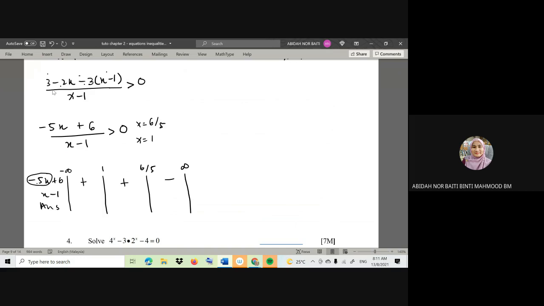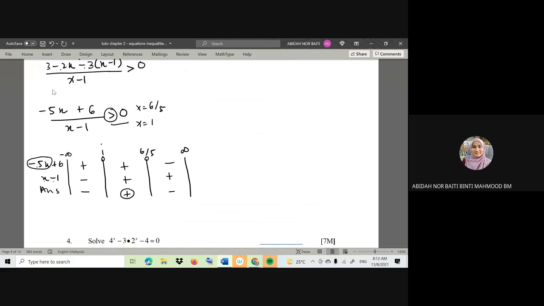Okay, for x minus 1, your x value is 1. Your x is positive, so from 1 to the right is positive, and from 1 to the left is negative. No equal sign, so we use an empty circle. So we multiply minus, plus, minus. Greater than 0 is positive. Therefore, the answer is from 1 to 6/5, round bracket. This is our answer from above.